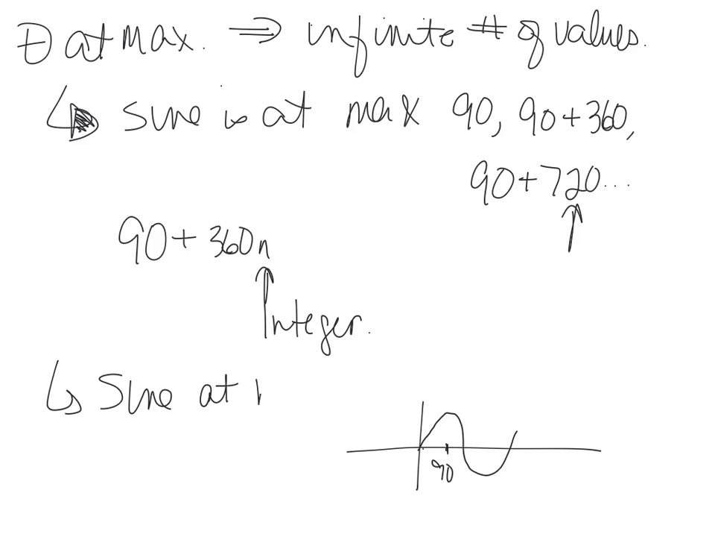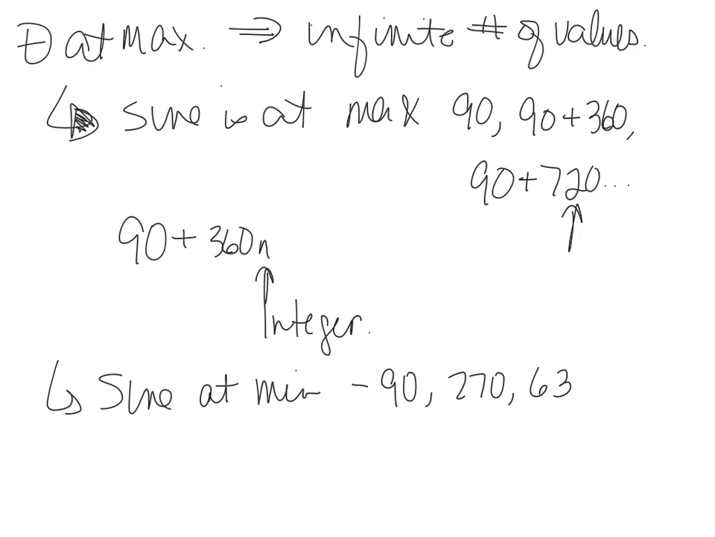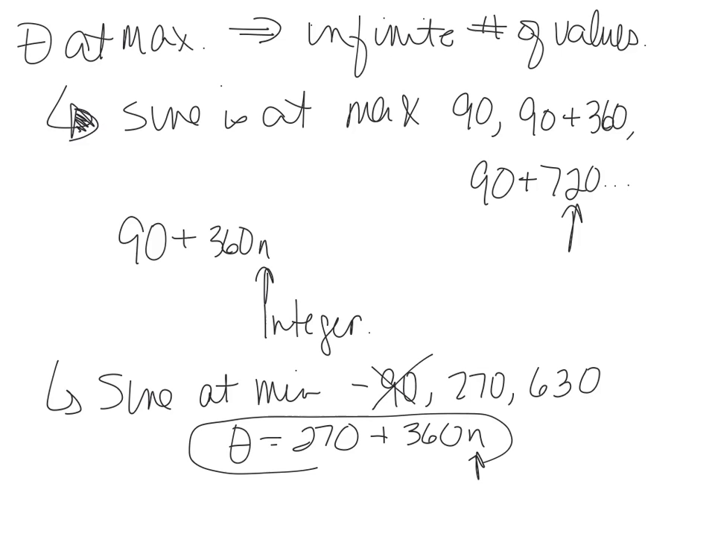Sine at its minimum, let's get that out of the way. At the minimum, the first value was, we had negative 90, for our graph at least, 270, 360, 630. So we're just going to start at 0 and say our minimum is at theta equals 270 plus 360. And we could keep adding 360 over and over again, so we can just say 360n, where n is an integer. Cool? So there's our general equation for maxima and minima.